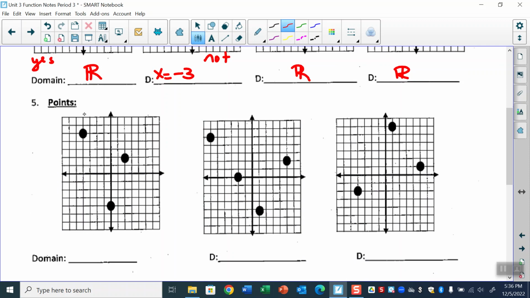Now, if it's points, it's discrete. I have this point, and this point. So that means I have 3 X values in my domain. Let's see, 1, 2, 3, 4, so -4. This one is on the y-axis, so I didn't go left and right, so that would be 0. And then this one would be 2.